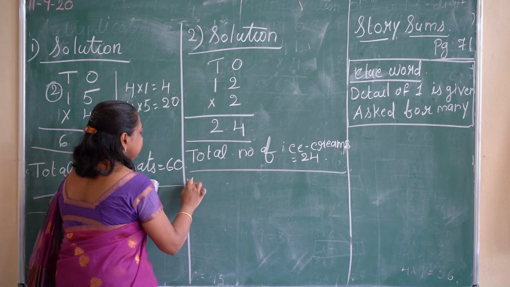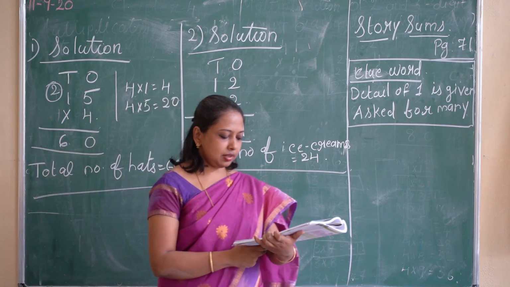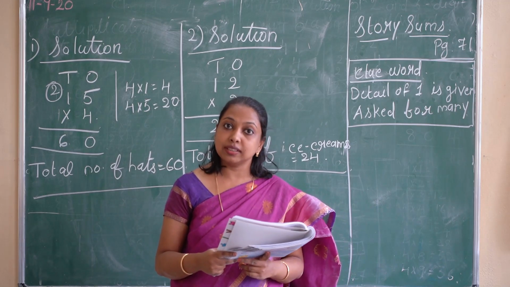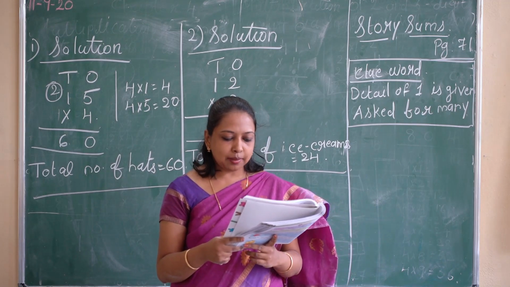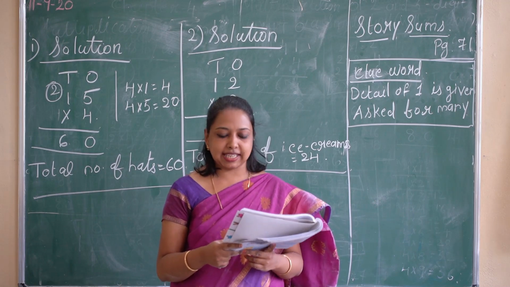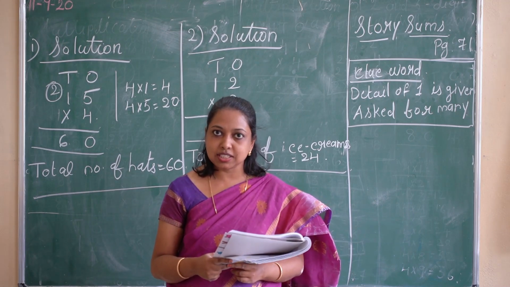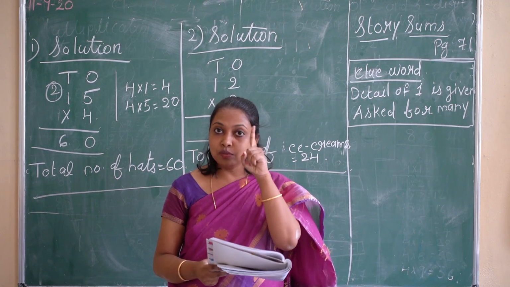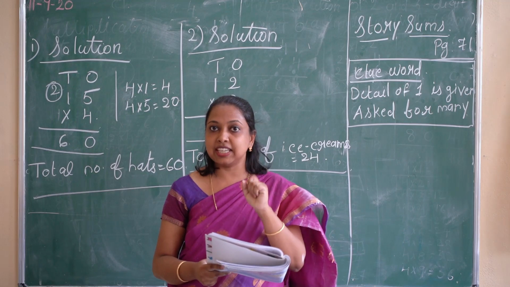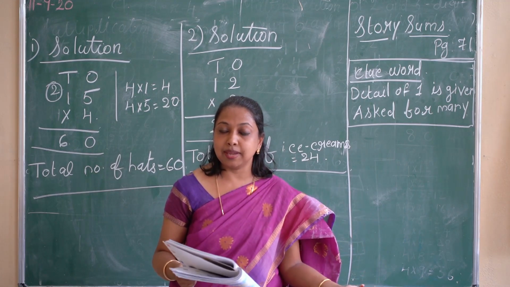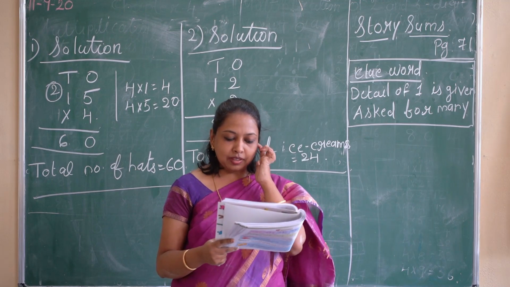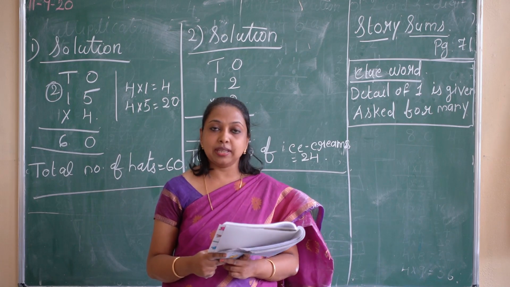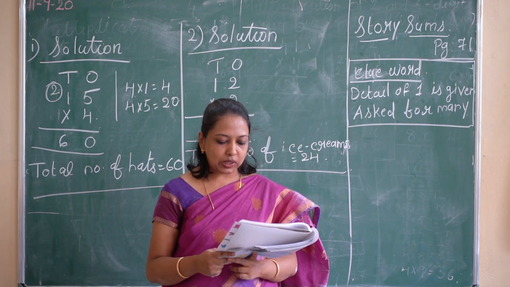Okay, third. I will read the question. 48 mangoes have been packed in one basket. Find the total number of mangoes in 10 such baskets. Did you find the keyword in this question? See, 48 mangoes have been packed in one basket. Detail of one is given, and you have to find many. So first of all, you have to write the statements. How many numbers are given in the question? Two numbers, 48 and 10.